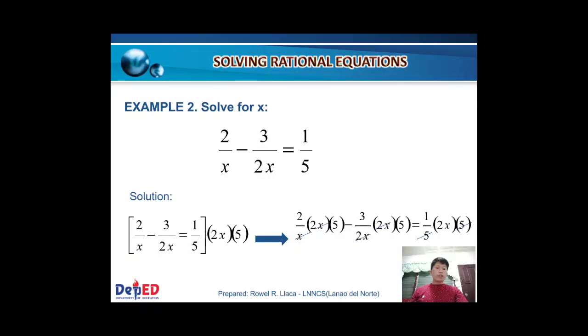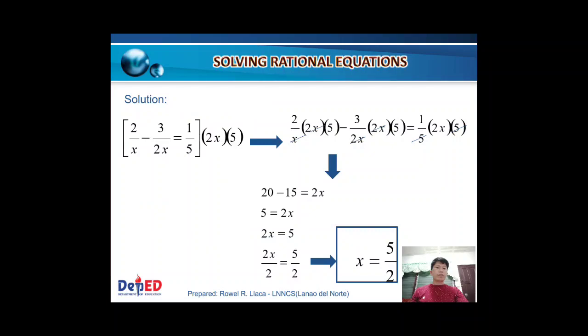Divide the common terms. The common term, we have x, it should be divided, it becomes 1. 2x divided by 2x becomes 1. 5 divided by 5 equals 1. It becomes 2 times 2 times 5 is equal to 20. 3 times 5 is equal to 15. 2x times 1 is equal to 2x. So 20 minus 15 is equal to 5 equals 2x. By applying the commutative property, 2x is equal to 5, and then divide both sides by 2, it becomes 5 half. Our answer here is x is equal to 5 half.